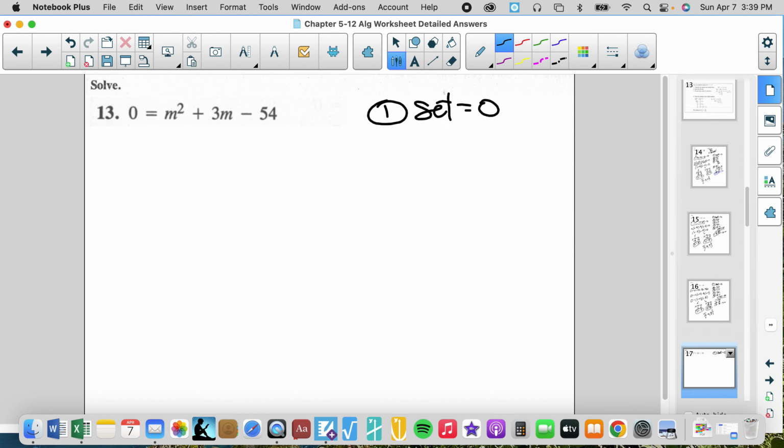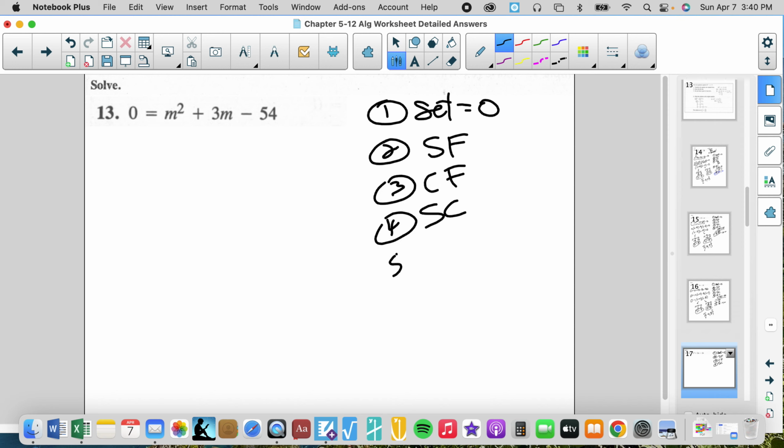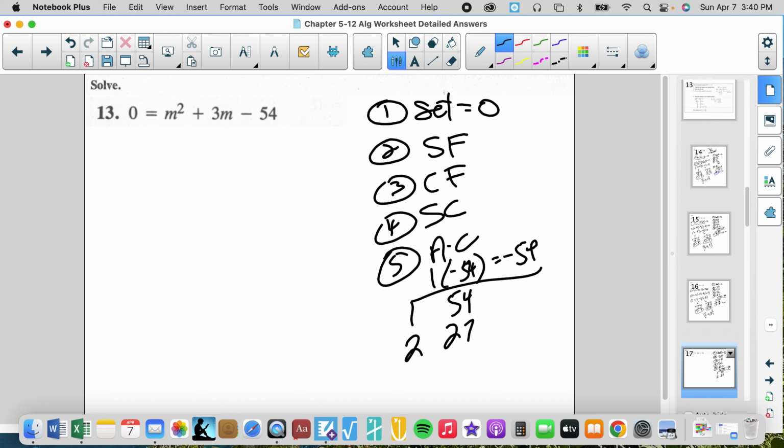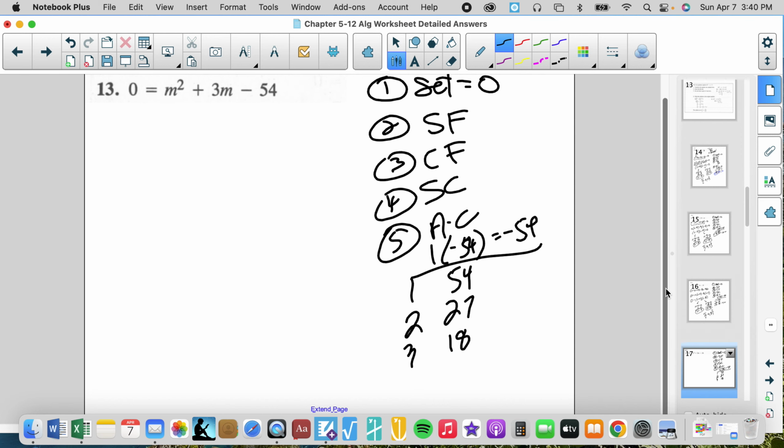Set equal to 0. Standard form. Common factor. Special case. A times C, 1, negative 54. 1 and 54, 2 and 27, 3 and 18, 6 and 9, that's it. Signs are different, bigger is positive.